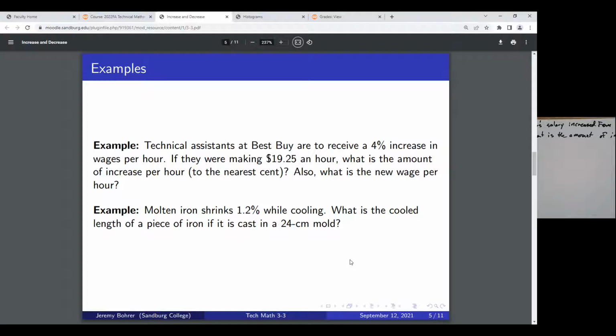In this video, we're going to be looking at the problems in the section 3.3 slides. We're starting with these problems on page 5.